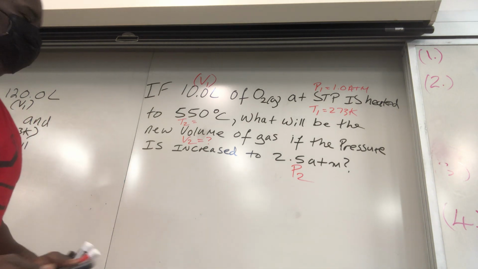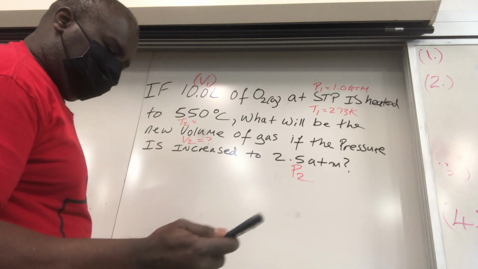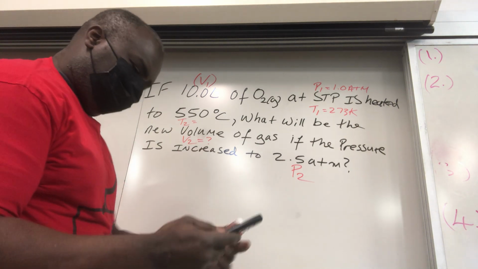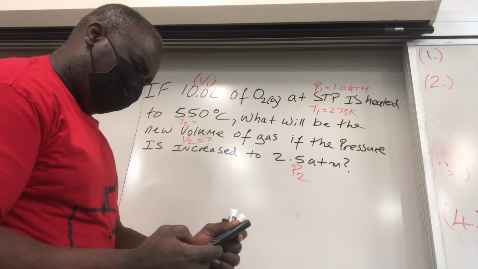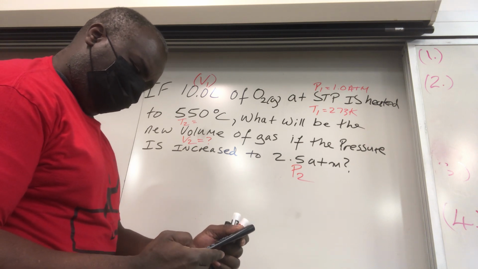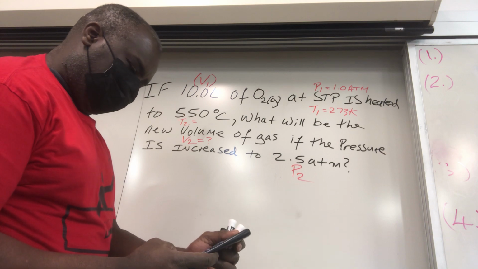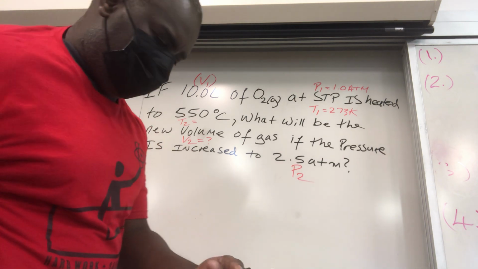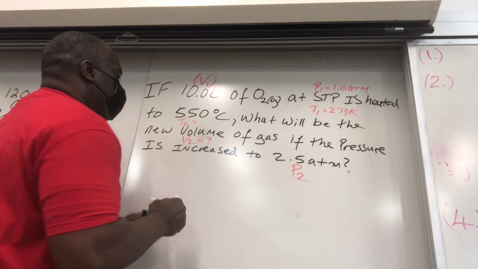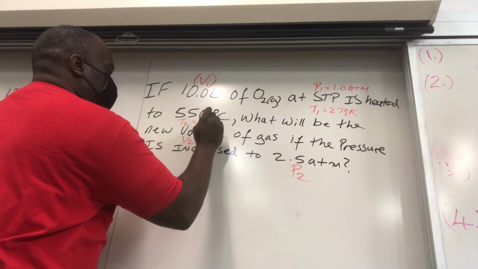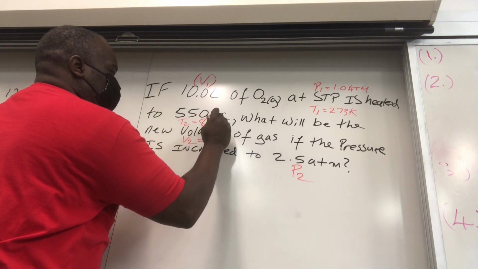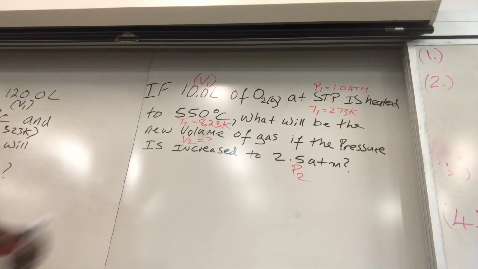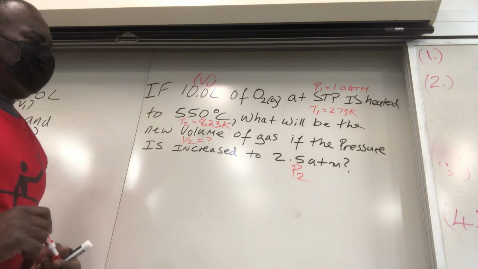As I always say, I used to be able to do it in my head really quick, but age has betrayed me. No problem. So no shame, 273 plus 550 gives us what? 823. Alrighty, so 823 Kelvin is our T2.